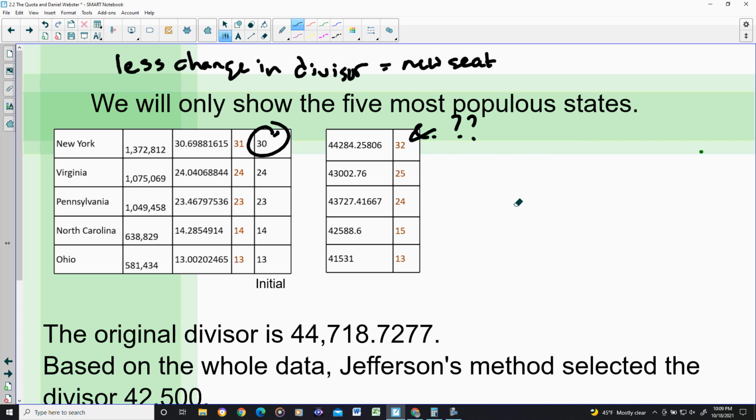Well, it turns out, let's look at the breakpoints and how we calculate them. To calculate breakpoints, we divide by n plus 1, right? So we take 1,372,812 and we divide by 31. And that will tell us at what point it gets its 31st seat. And you're going to get that 44,200 number.